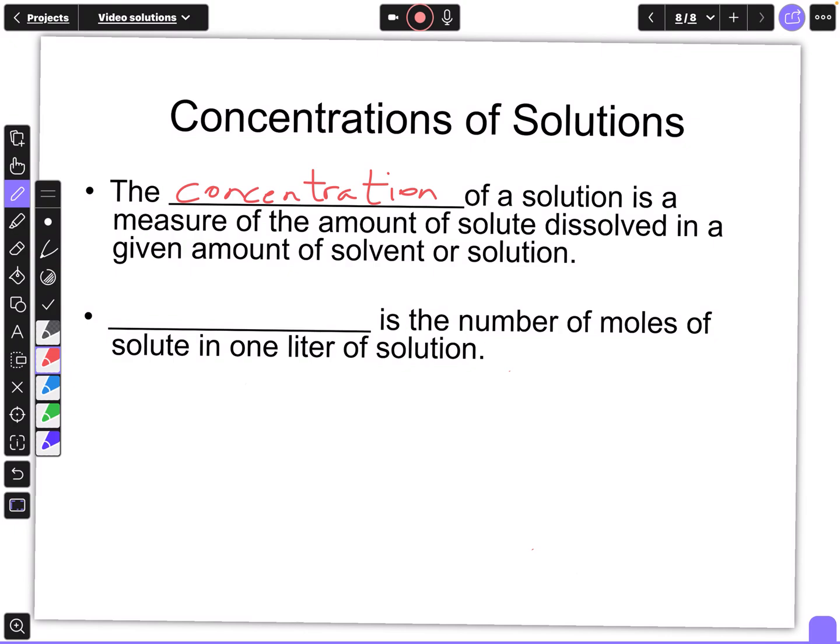So if you had Kool-Aid and it was really sweet tasting, you would have a large amount of solute, and that would have a high concentration. And if you added water to it to dilute it, that would lessen the concentration.